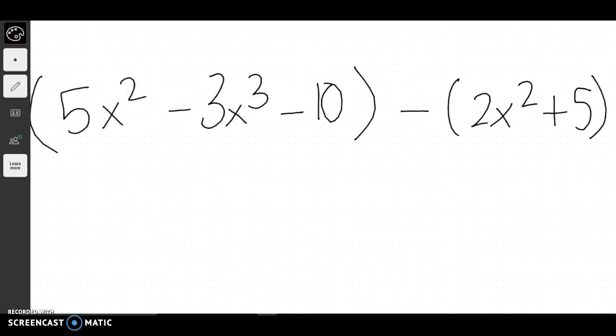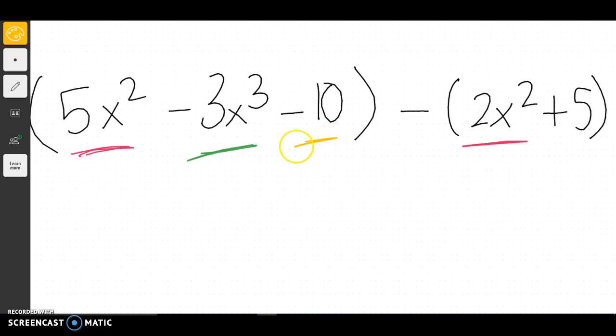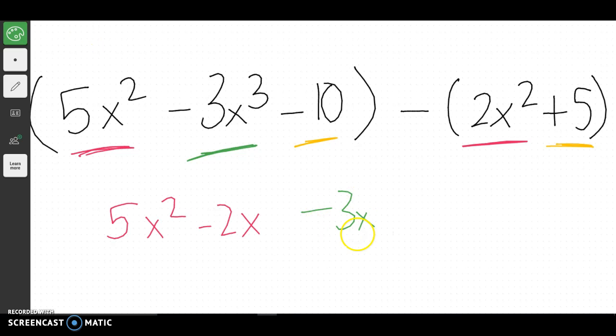Let's try another one. Okay, so for this subtraction problem, I have a 5x squared and a 2x squared that are the same. I have an x to the third, which isn't similar to anything. I have a negative 10, which is similar to a 5. So let's see if we can rewrite this stuff. So in pink, we would say that we have 5x squared minus 2x. In green, I would just write negative 3x cubed. And then in yellow, I would have negative 10 minus 5.